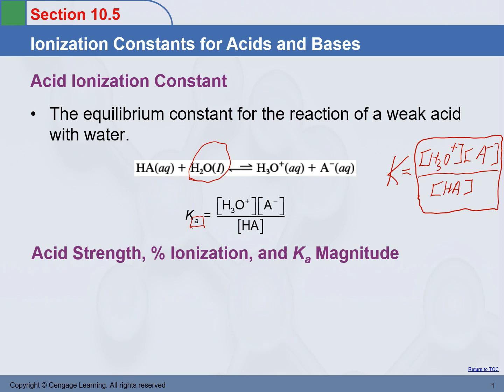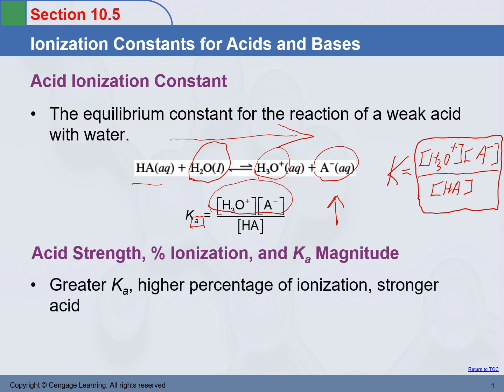The stronger the acid, we know that when an acid is stronger, the equilibrium goes farther to the right. When the equilibrium goes farther to the right, you have relatively more of these ions. When you have more of these ions, Ka is going to increase. So greater Ka means there is a higher percentage of ionization, which means it is a stronger acid. So the greater the Ka, the higher the percentage of ionization, the stronger the acid.